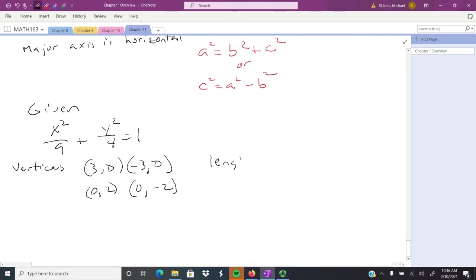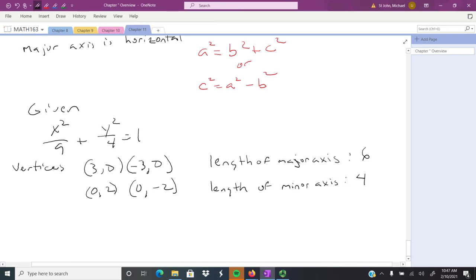And then if I want to know the length of the major and minor axis, the length of the major, well, from negative 3 to positive 3, that's going to be 6. And then the length of the minor axis, from 2 to negative 2, that will be 4.